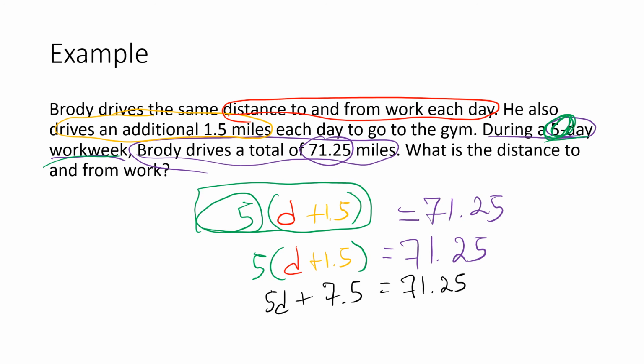Now we can subtract 7.5. That's going to be the next thing we do. We're going to subtract 7.5 to get rid of those, and we're going to have a new equation. We're going to have 5d on one side, and 71.25 minus 7.5 is 63.75.